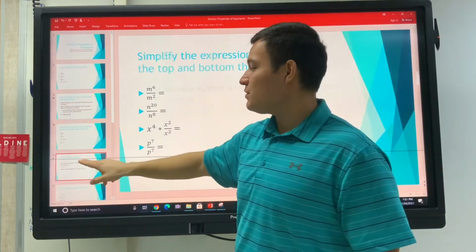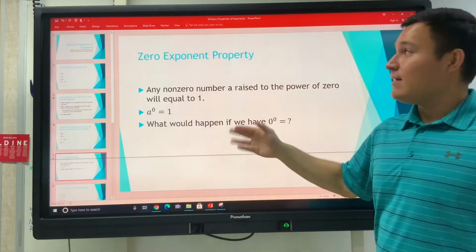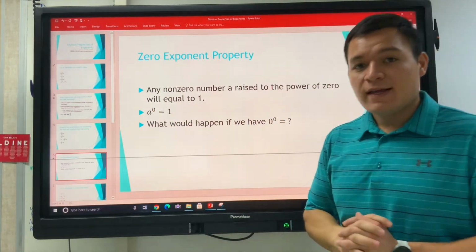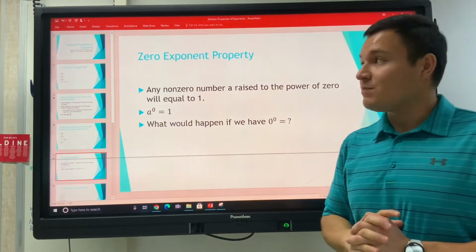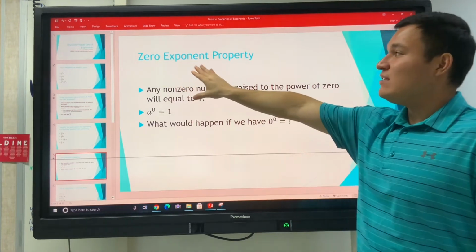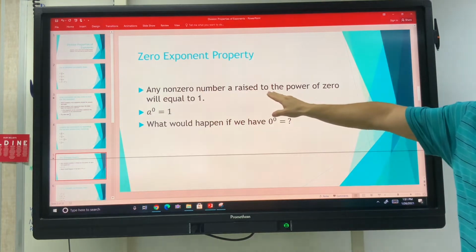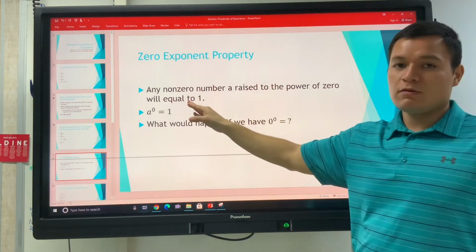Let's continue our notes. That last number, p to the 0 power, is something special. This is called the zero exponent property. Any non-zero number raised to a power of 0 will equal 1.